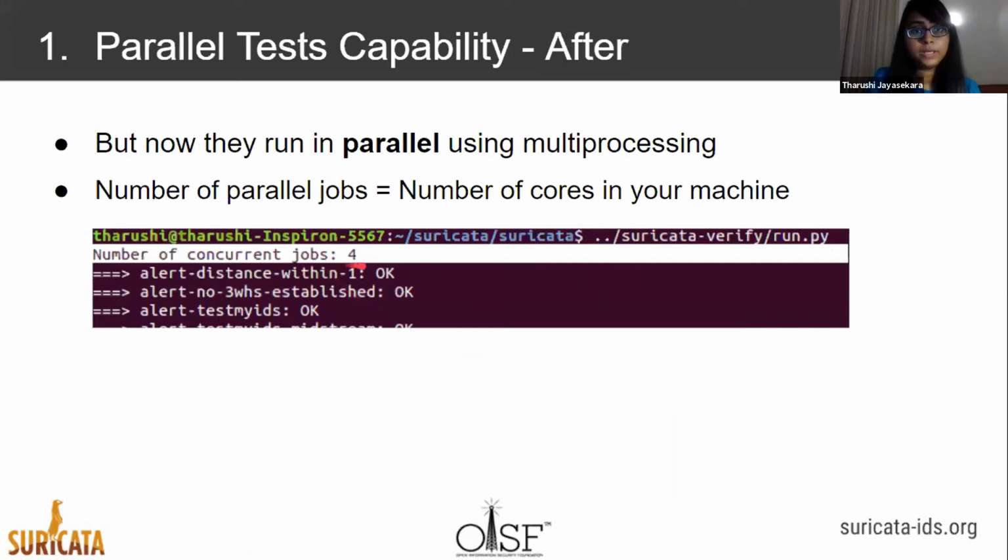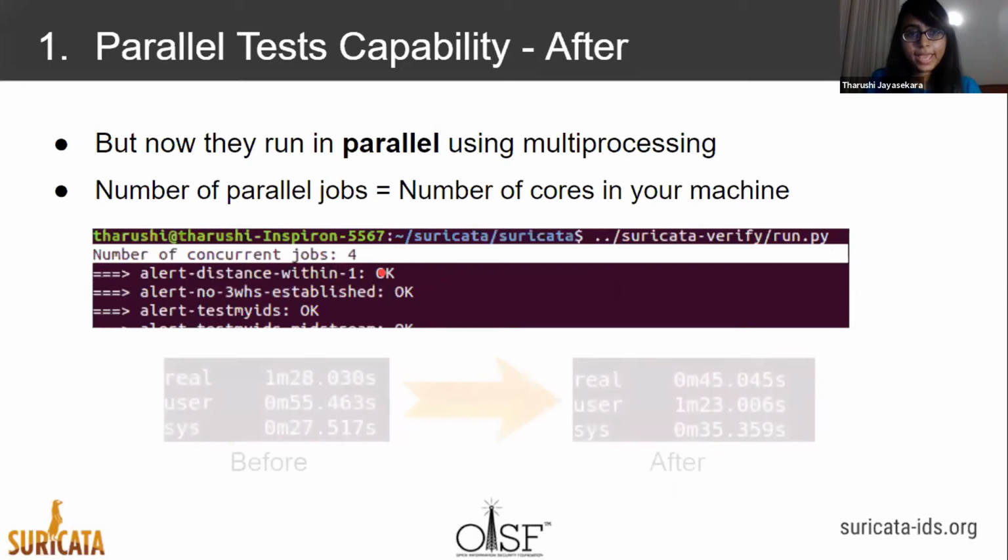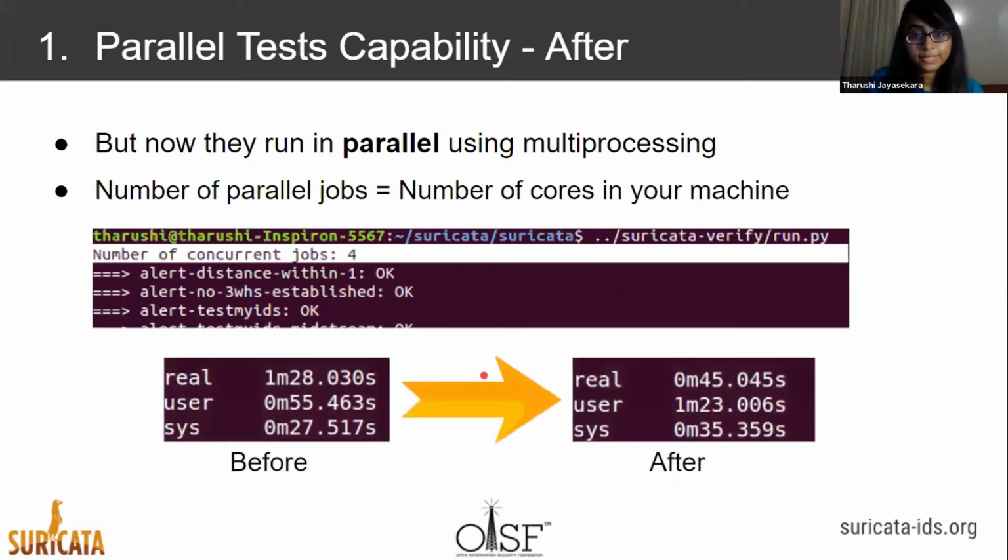For example, here you can see that the number of concurrent jobs being run is 4. If we take a look at the elapsed time, it has come down to just 45 seconds from 128. So you see what a great improvement it has made.